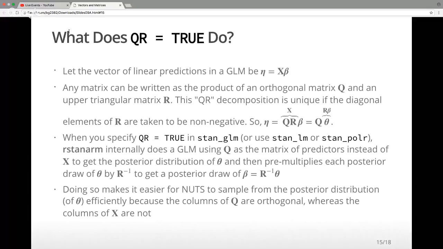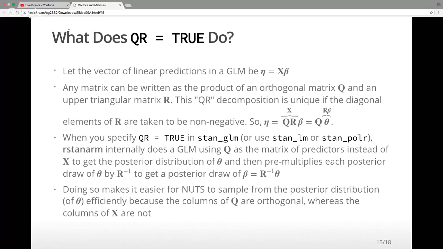So why go through all that? Well, doing so makes it a lot easier for NUTS to sample from the posterior distribution of theta, because the columns of Q are orthogonal to each other. You multiply one column of Q by another column of Q, you get 0. That's what it means for two vectors to be orthogonal. Consequently, there's much less dependence of one element of theta with another element of theta, and that makes it really easy for Stan to draw from the posterior distribution of theta very efficiently.